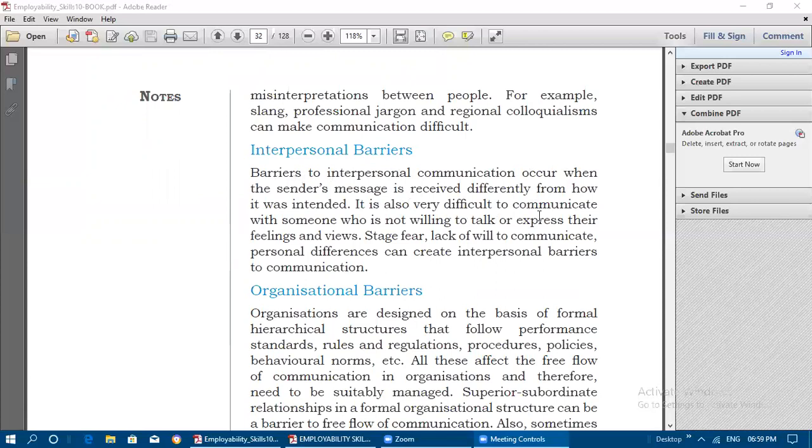It is also very difficult to communicate with someone who is not willing to talk or express their feelings and views. So if you are trying to talk with one person and the person is not ready to speak with you, then automatically interpersonal barriers occur. Stage fear, lack of will to communicate, and personal differences can create interpersonal barriers to communication. If you have all those things in your mind, automatically you will not be able to have proper communication.